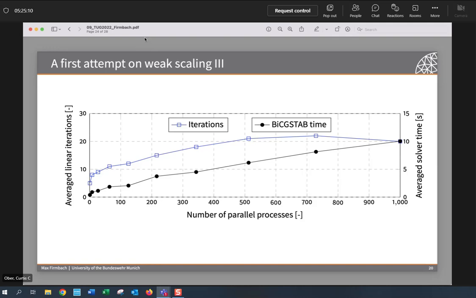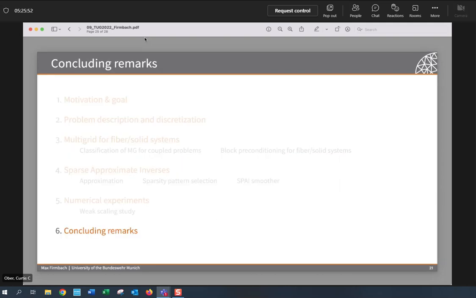Normally you expect a constant line, but especially for the smaller problems, you can see quite a rapid increase in iteration numbers. The good point here, though, is that for the bigger problems, it tends to flatten out. So we assume that if you go even to a higher processor count, it will be constant. That would be nice to investigate. But of course, our cluster is already hitting the limit, so we'll have to see how we do this in the future. And with that, I will go into the concluding remarks.